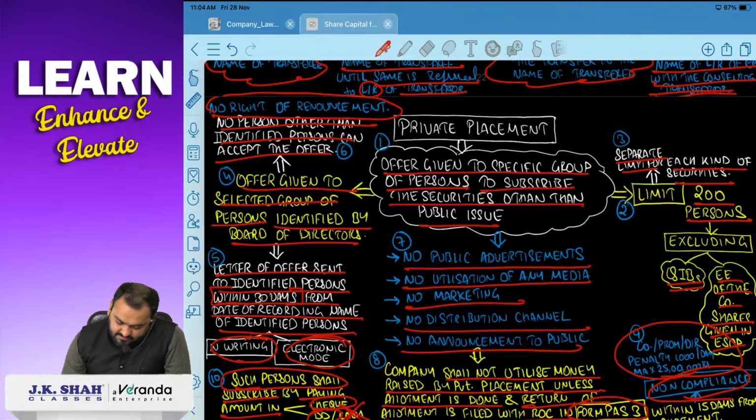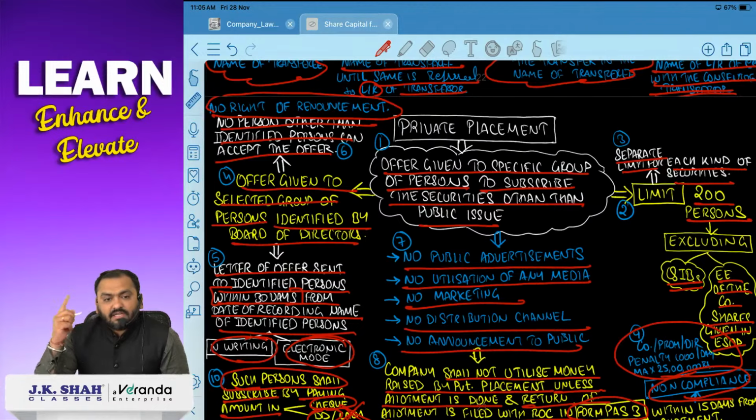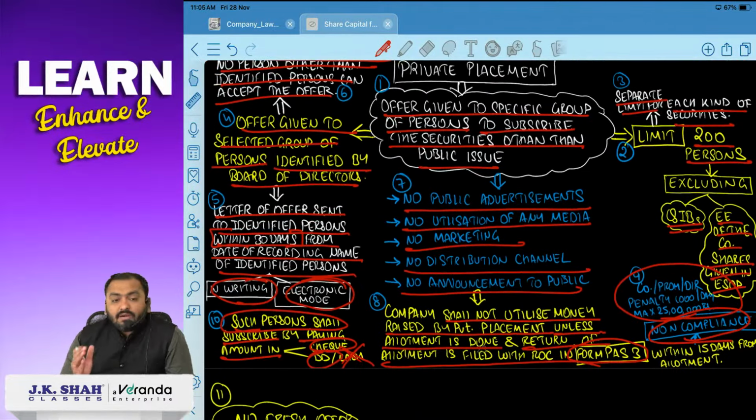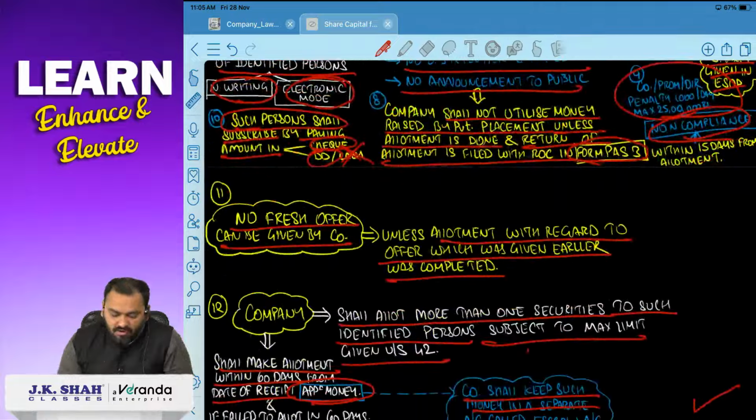Okay, next is point number 8. Company cannot utilize the money which is raised by way of private placement unless the allotment is done and return of allotment is filed with ROC, PAS-3. Okay, then point number 9, if non-compliance there is a penalty. Point number 10, such person can invest in the company by way of private placement. By which mode of payment? By DD, cheque, but not by cash.